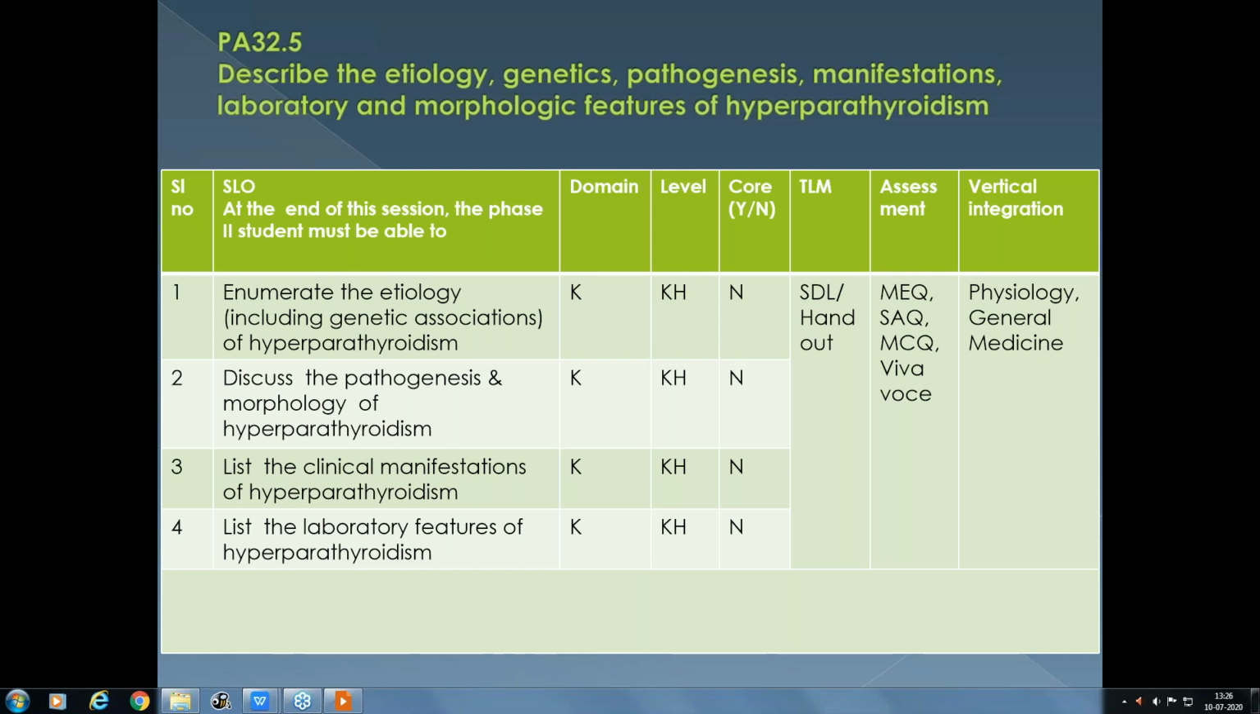Okay, so going on with this competency, PA 32.5, describe the etiology, genetics, pathogenesis, manifestations, lab, and morphologic features of hyperparathyroidism. The first SLO is to enumerate the etiology, including genetic associations, of hyperparathyroidism; to discuss the pathogenesis and morphology of hyperparathyroidism; third, to list the clinical manifestations of hyperparathyroidism; and to list the lab features of hyperparathyroidism.